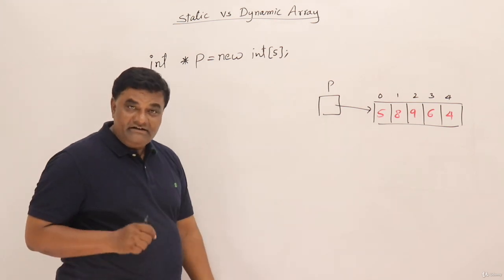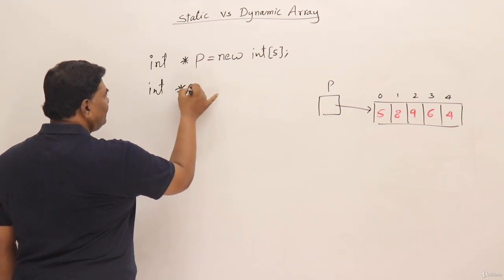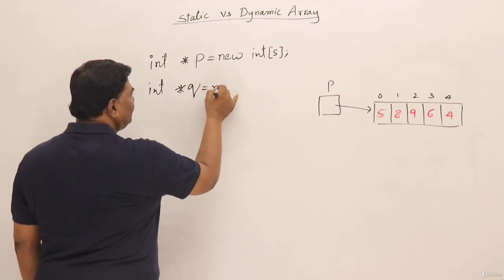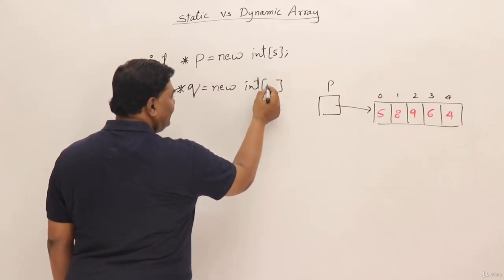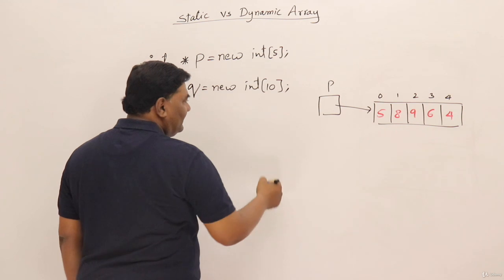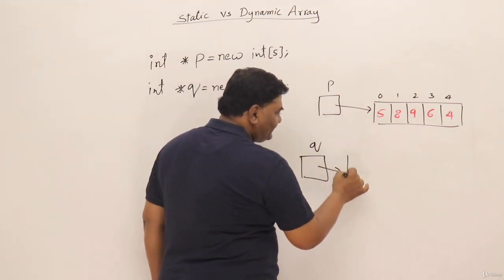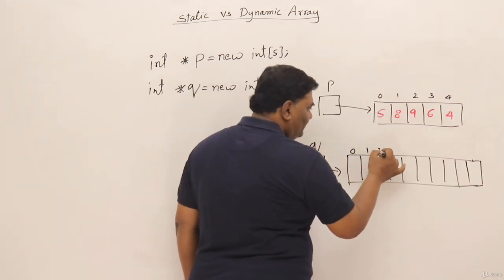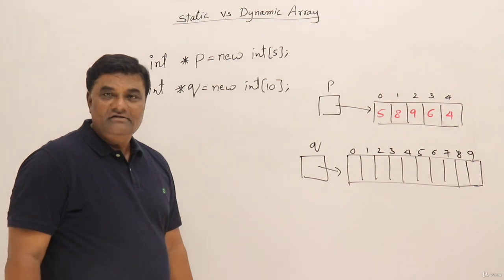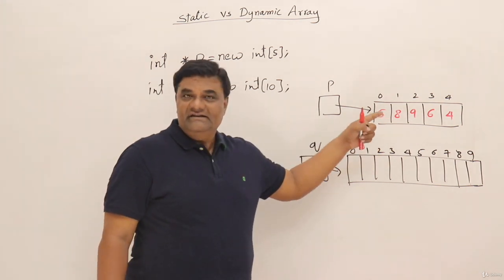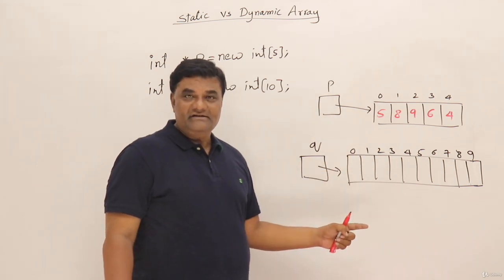Then one method for increasing the size is to take one more pointer, let us call it Q, and create a new array of the required larger size. Let us say I want an array of size 10. Then pointer Q will be pointing to an array with a larger size, 0, 1, 2, 3, and so on. Now this Q is pointing to a larger size array. So I cannot increase the size of the same array. Already I said that. So the alternative is to create a bigger size array.